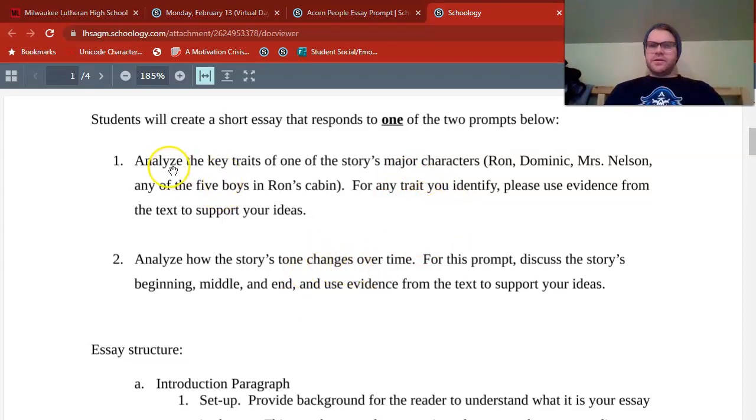The first option here is character analysis. It's asking you to analyze the key traits of one of the story's major characters. I've listed off really the best ideas for that right here. So Ron, the narrator, is an option. Dominic's an option. Mrs. Nelson, any of the 5 boys in Ron's cabin. There's enough in the story to support it. For any character trait you identify, I would ask you to use evidence from the text to support your ideas, so pulling out quotes or paraphrases to support the character trait that you chose.